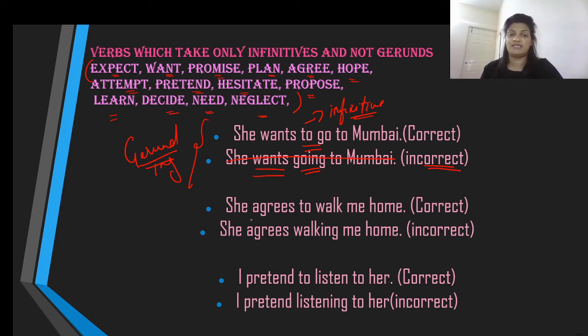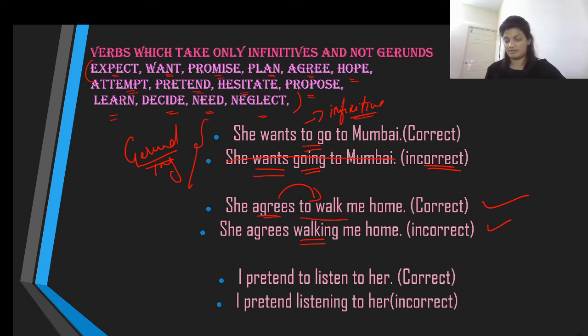The next one is she agrees to walk me home, which is a correct usage. Agrees will take an infinitive but not a gerund. She agrees walking me home. This is an incorrect usage. If at all you use it like that, it is incorrect. Keep that in your mind.